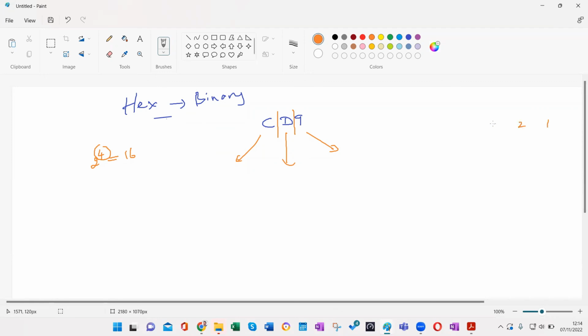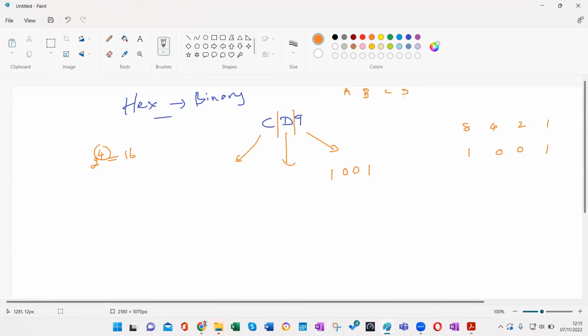1, 2, 4, 8. Okay, let's take 9. For 9, there's 1 8, no 4, no 2, 1 1. So you can write the answer 1 0 0 1 for 9. That's for 9. For D, now you should know what D is. That of course you have to remember, or you can just write. Even I forget it. Very difficult for me to remember.